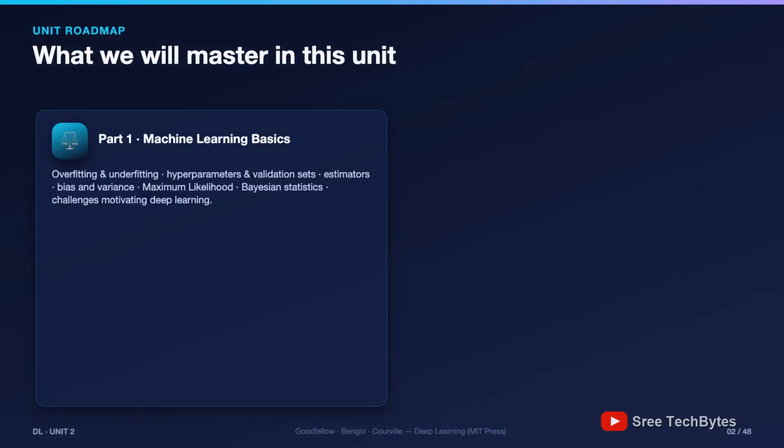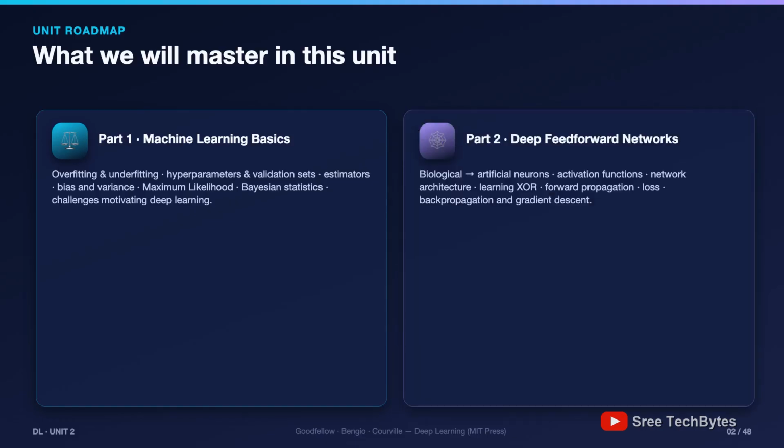Part 1, Machine Learning Basics: Overfitting and Underfitting, Hyperparameters and Validation Sets, Estimators, Bias and Variance, Maximum Likelihood and Bayesian Statistics, and the 8 challenges that motivated deep learning in the first place. Part 2, Deep Feed-Forward Networks: the biological neuron and its artificial twin, activation functions, the famous XOR problem that froze AI research for a decade, and the full training loop: forward propagation, loss, backpropagation, and gradient descent. Diagnosis first, construction second. Let's go.